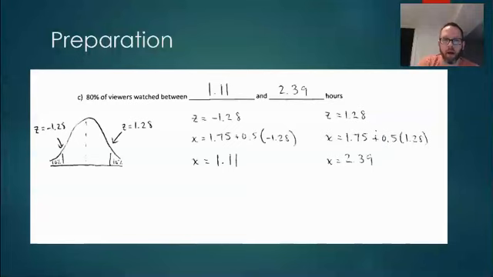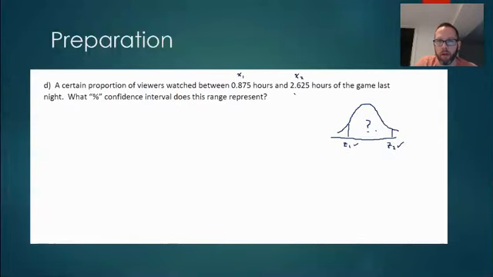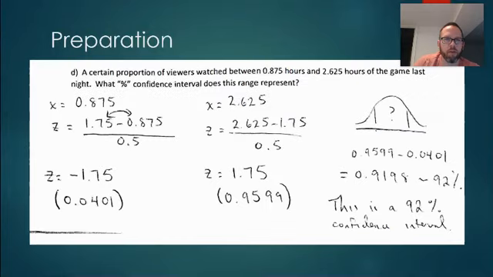So we already saw, 80% was between 1.11 and 2.39. So this range is a bit bigger. So you might expect something a little bit larger, maybe 85%. I'm not sure. Can you guys do it? You can pause the video and try that. Unpause when you're ready if you want to check your answer, or if you just need some help and want to see what the solution is.